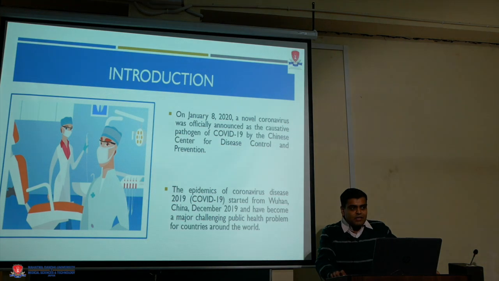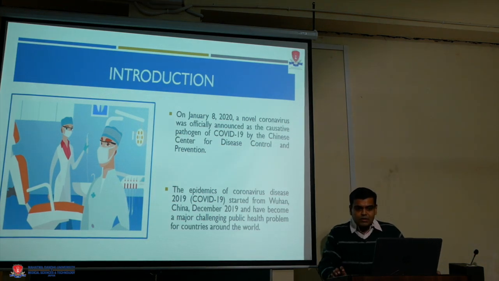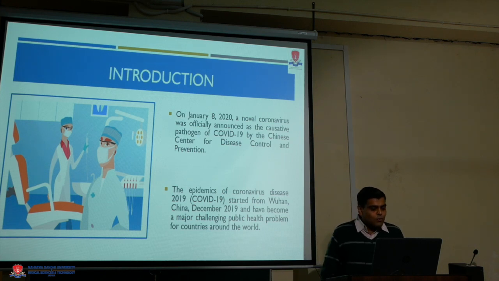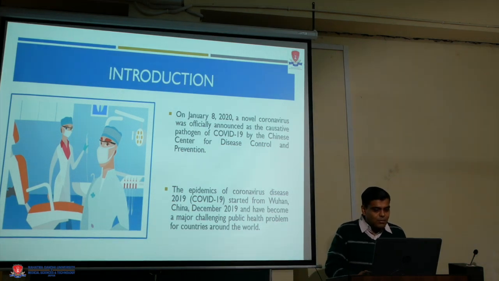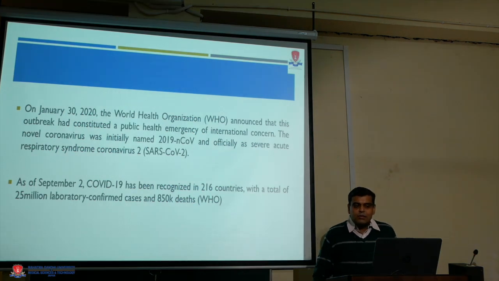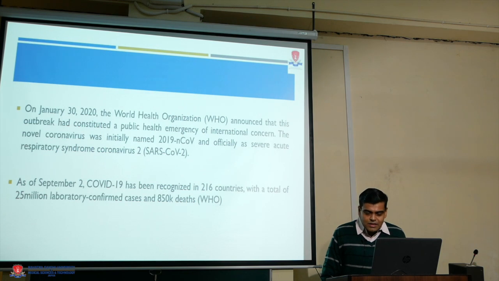Starting with the introduction, on January 8, 2020, a novel coronavirus was officially announced as the causative pathogen of COVID-19 by the Chinese Center for Disease Control and Prevention. The epidemic of coronavirus disease 2019 started from Wuhan, China in December 2019 and has become a major public health problem for countries around the world. On January 30, 2020, the WHO announced that this outbreak constituted a public health emergency of international concern.